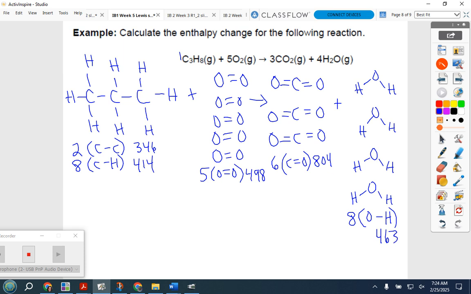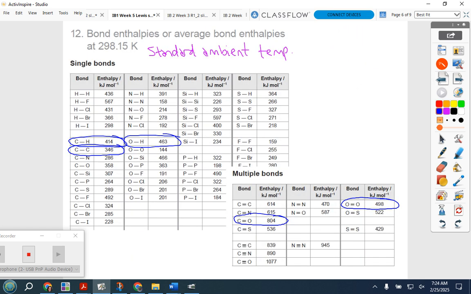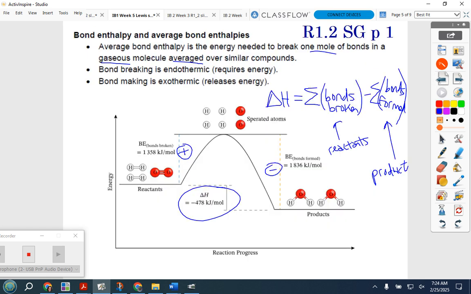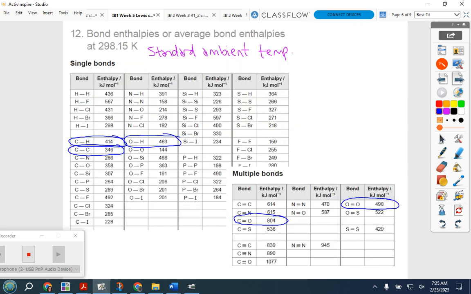Okay. So when we set up our calculation, remember that our formula here is that we're going to take the sum of the enthalpies of the bonds that are breaking, and we're pretending that we're breaking all of the bonds in our reactants to make individual atoms. And then we are forming all of the bonds in our products, and we're going to subtract those. So bonds broken minus bonds formed. So total bonds for the reactants minus the total bonds for the products. So let's set that up.